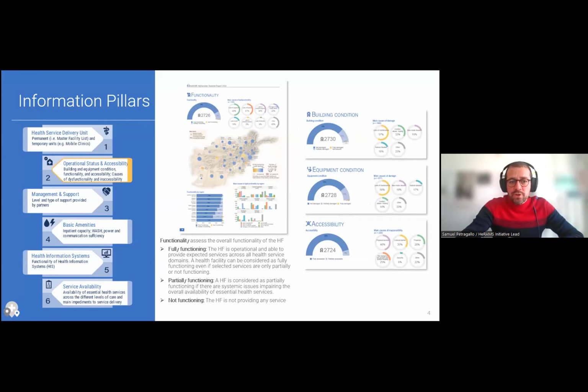The data is structured along 6 pillars. The first one, health service delivery unit description, is the master facility list, essentially describing the modality through which the services are being delivered. The second one is looking at the operational status and accessibility of those health service delivery units, looking at things like damage on buildings or equipment, overall functionality or accessibility.